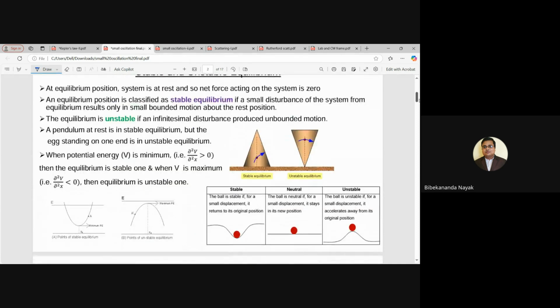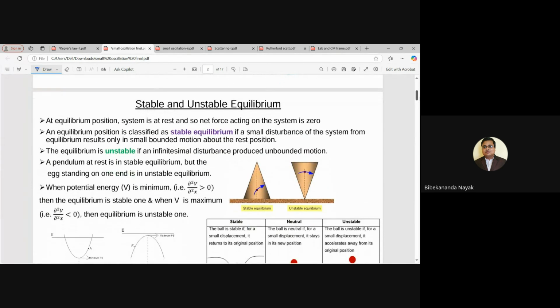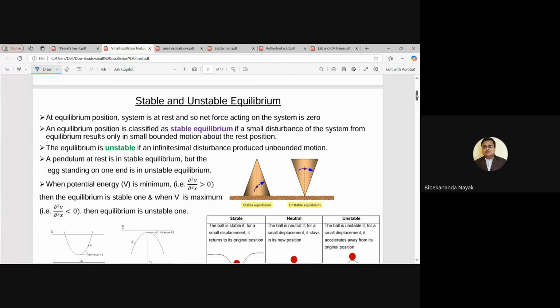When an object oscillates, for that we have to know equilibrium points, stable and unstable equilibrium. What do you mean by equilibrium? Equilibrium means the system is at rest and mathematically no net force is acting on the system. So the net force acting on the system is zero.